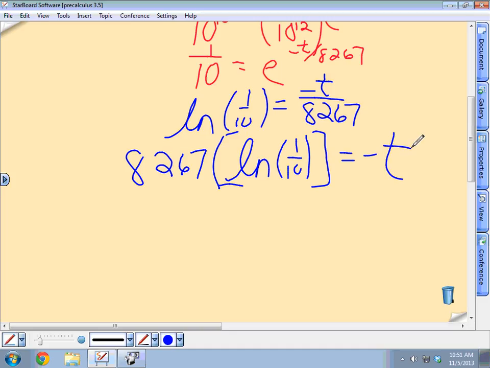Then what? Negative 1. I was correct. I could have multiplied it by negative 8267, right? Let me go grab my calculator.